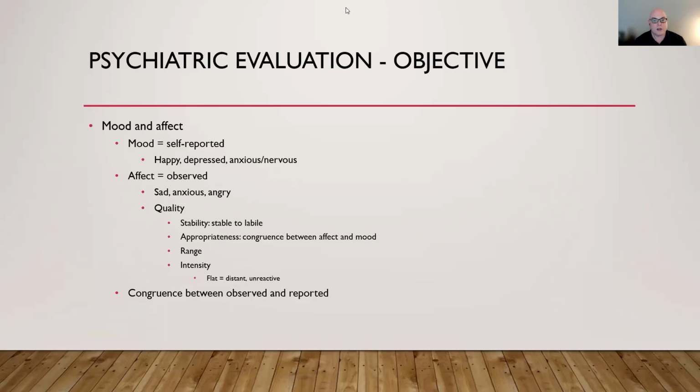Again, appropriateness, we talked about congruence between the affect and the mood. Range is a term you'll see sometimes in the psychiatric literature. A narrow range means they are pretty flat, and you'll see flat affect described where there's just not a lot going on, or a very wide range, and that's kind of that instability where they're all over the place. And intensity comes in. There's a lot of overlap in these. A flat affect, again, is something that's distant, it's unreactive, while an intense affect means they're really in your face, they're really energetic. So just pay attention to those.